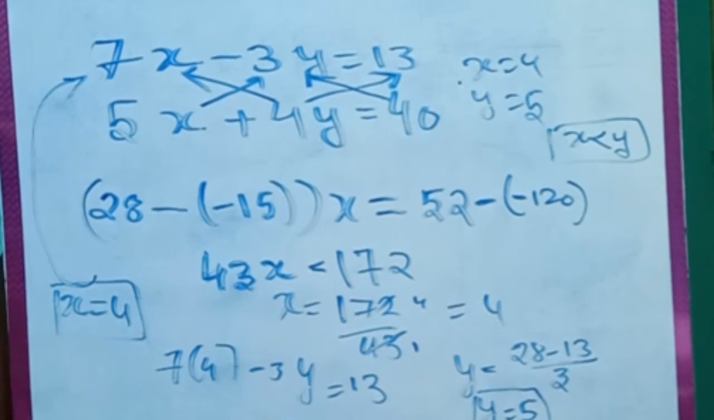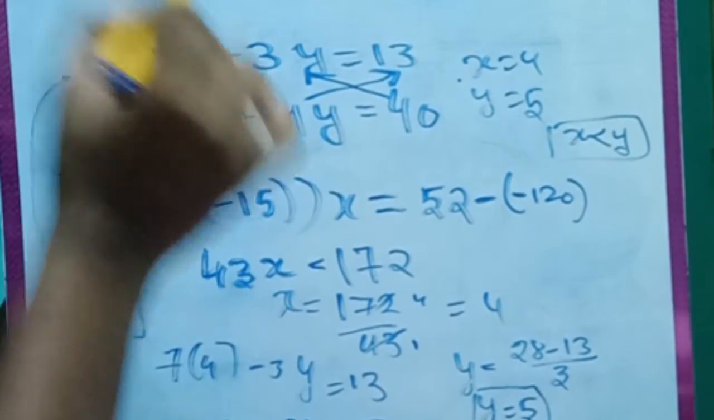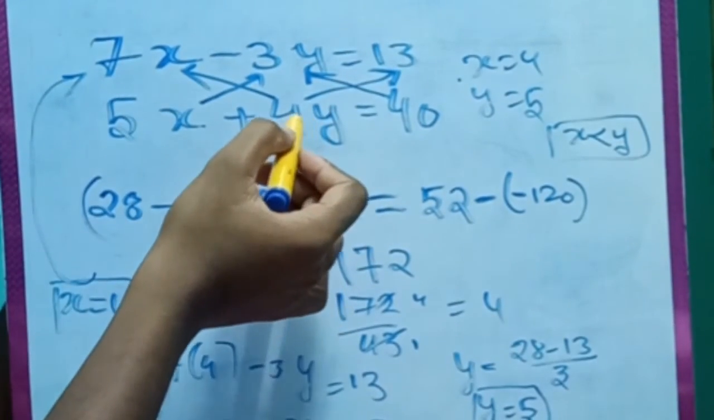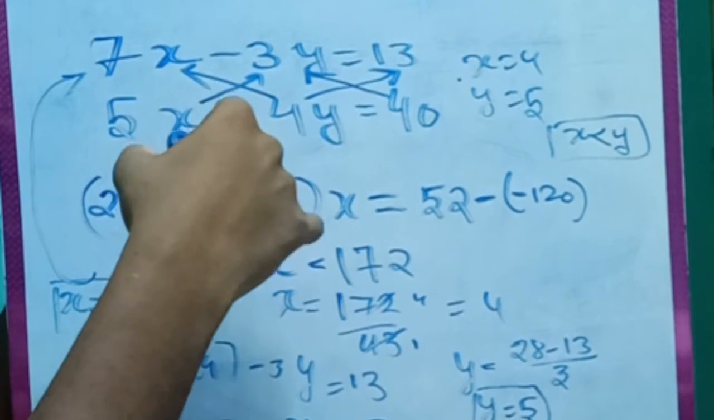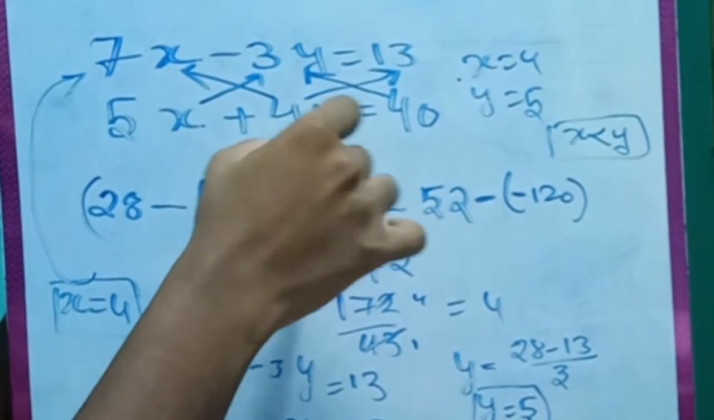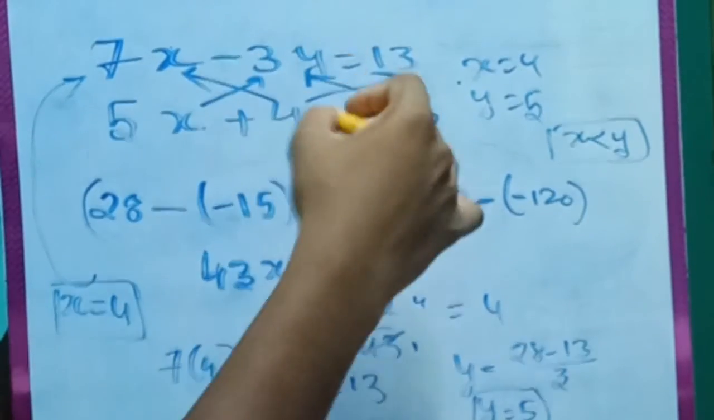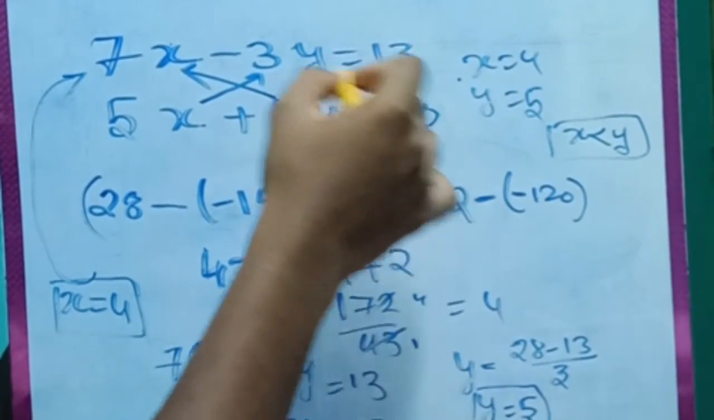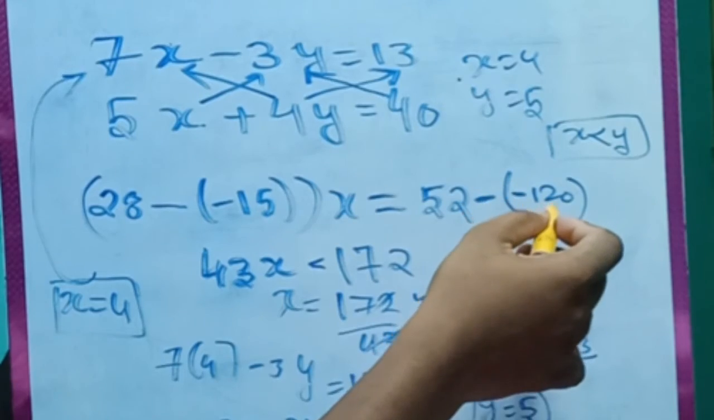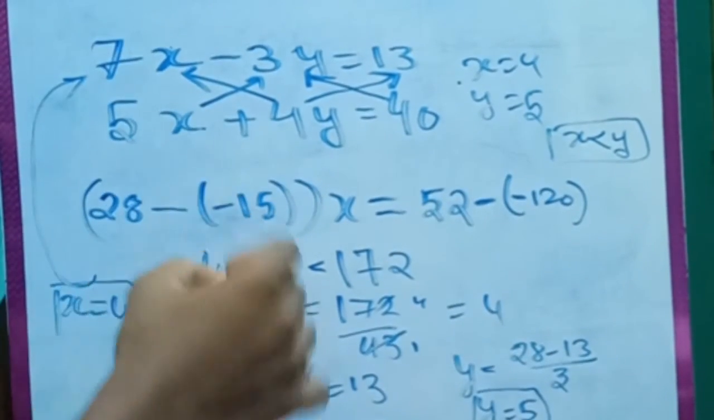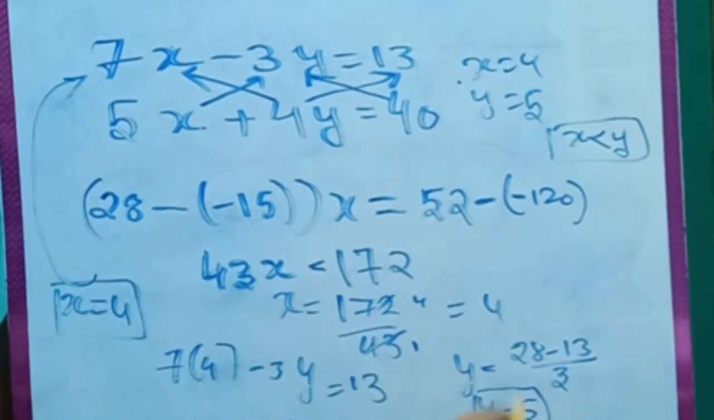So friends, this is how you have to solve. Write the equation like this. Start from here, like what I did here. 4 into 7 is 28, minus 5 into minus 3 is minus 15. Write it, and write the x variable because it is in the first position, equals 4 into 13 is 52, 40 into minus 3 is minus 120. Further when we solve it, you will get x is equal to 4 and y is equal to 5.